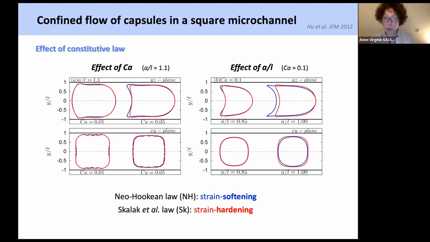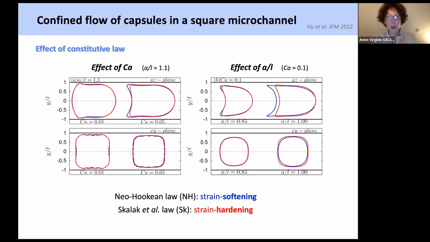And above that, you're no longer able to predict a steady state. So that's the limitation of a strain softening material, that it can stretch too much. Well, at one point it flows, it really deforms like chewing gum, and you stretch and stretch and stretch until it breaks up. So there's no longer a steady solution.